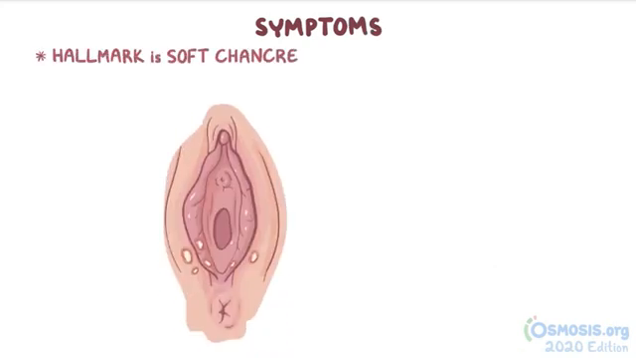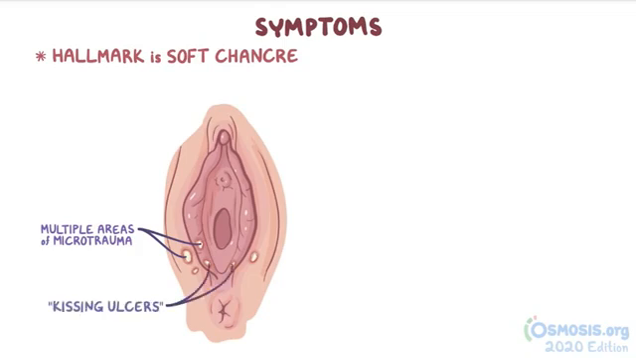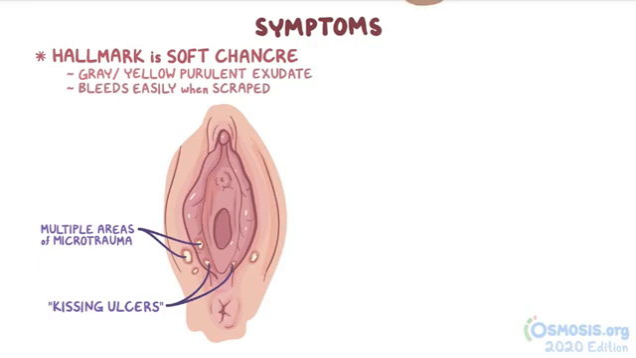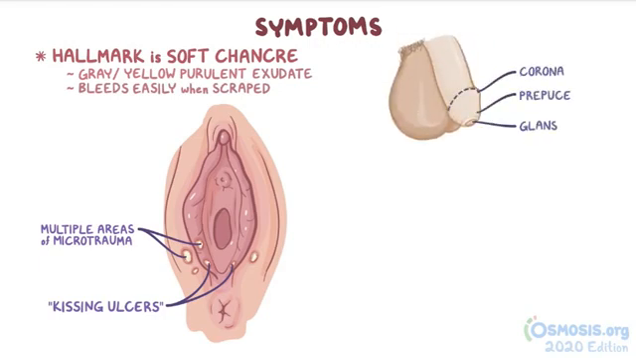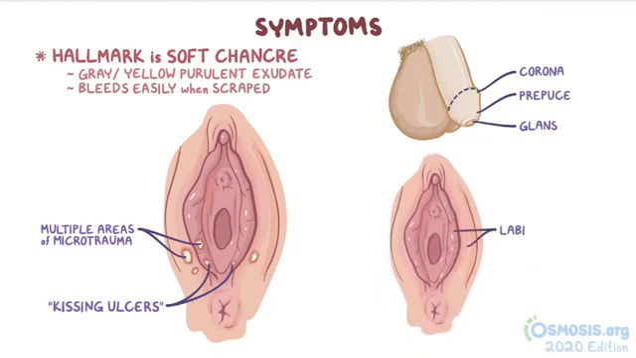Multiple ulcers may be noted, as a result of multiple areas of microtrauma, or as a result of direct contact between two adjacent areas resulting in kissing ulcers. The base of the ulcer is covered with a gray or yellow purulent exudate and bleeds easily when scraped. Common sites of infection in men are the prepuce, corona, or the glans of the penis, and in women, the labia, vaginal introitus, and perianal areas.